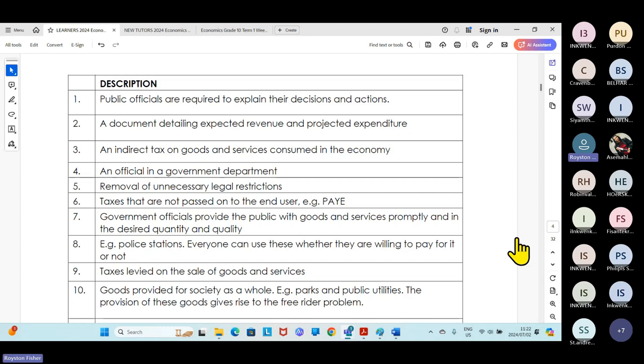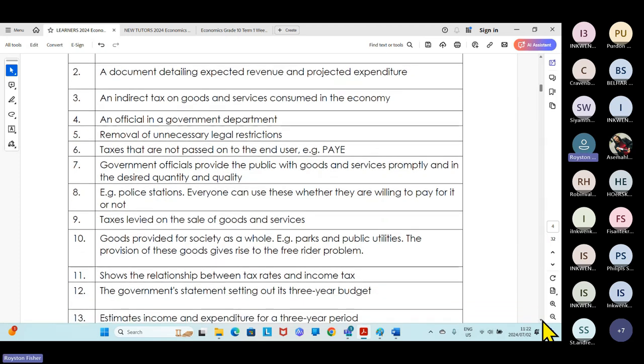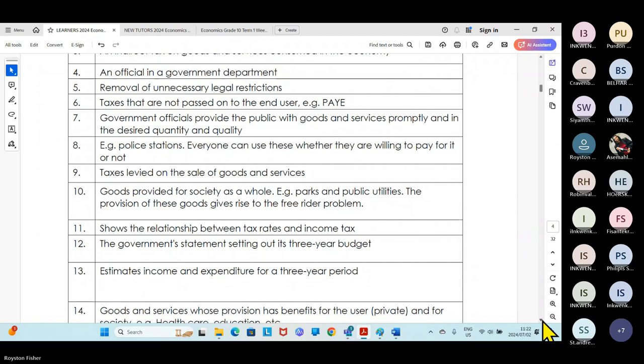Number 8, examples are your police stations. Everyone can use these, whether you're willing to pay for it or not. And what would that be? Number 8, everyone can use it whether you're willing to pay for it or not, and the example would be the police station. We are still at number 8. I do see all the other answers, but I'm just waiting on number 8. St. Andrews had said that that is a public good. For number 8, any other answer?